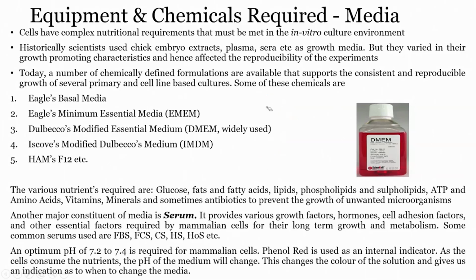So, what are the various nutrients? When I say the nutrition is provided by the blood, what are the nutrients? Nutrients are glucose, fats, fatty acids, lipids, phospholipids, as well as ATP and amino acids. It can be vitamins, minerals, and also sometimes antibiotics to prevent the growth of unwanted microorganisms. So, these are all the nutrients.